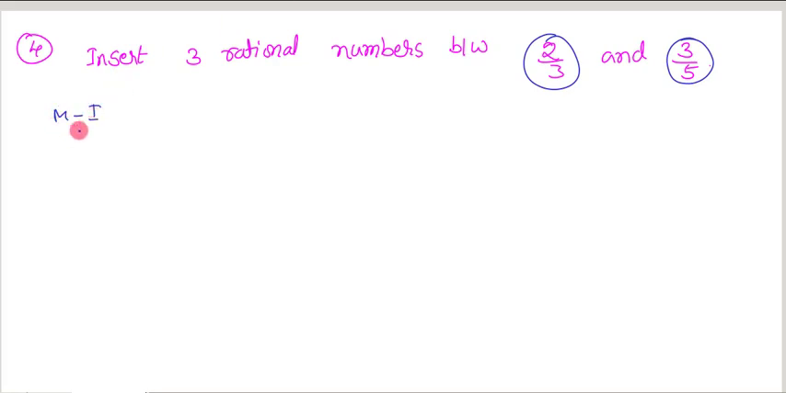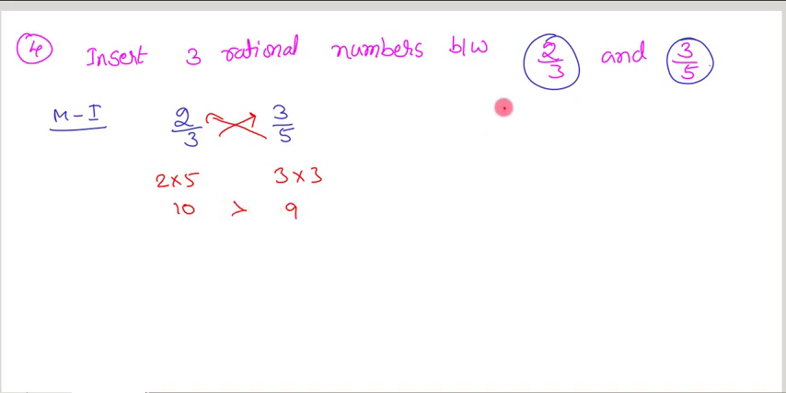Method 1. What does our method 1 say? If you want to insert rational numbers between these two, firstly write the given rational numbers 2 by 3 and 3 by 5 and compare them. How to compare them? Just do the cross multiplication. So 2 fives and 3 threes, what you are going to get is 10 and 9. Which is greater? 10 is greater. That means 2 by 3 is greater than 3 by 5.